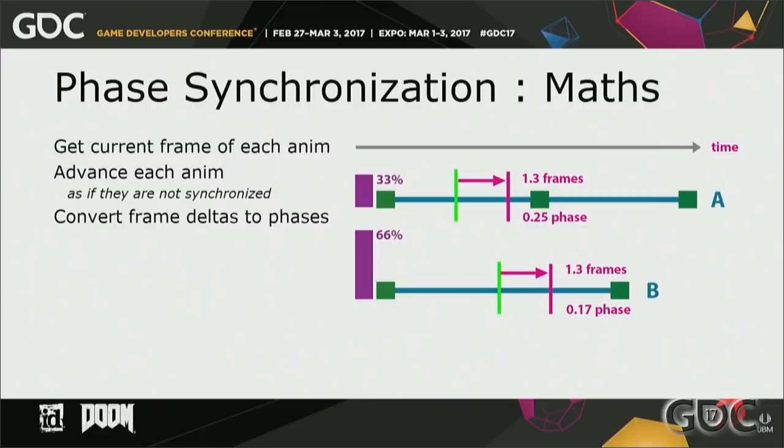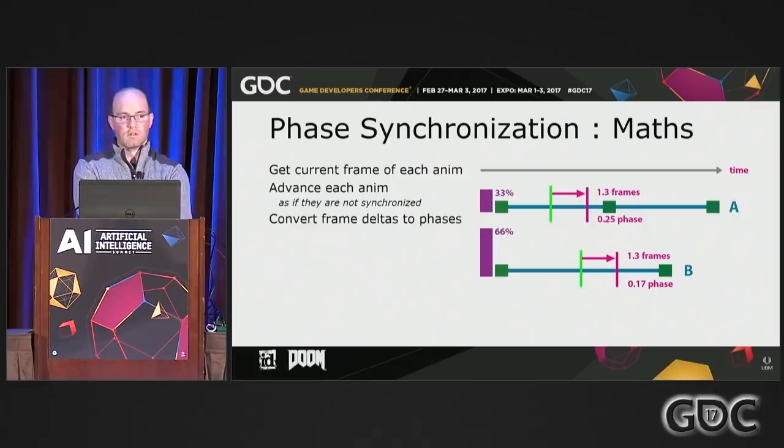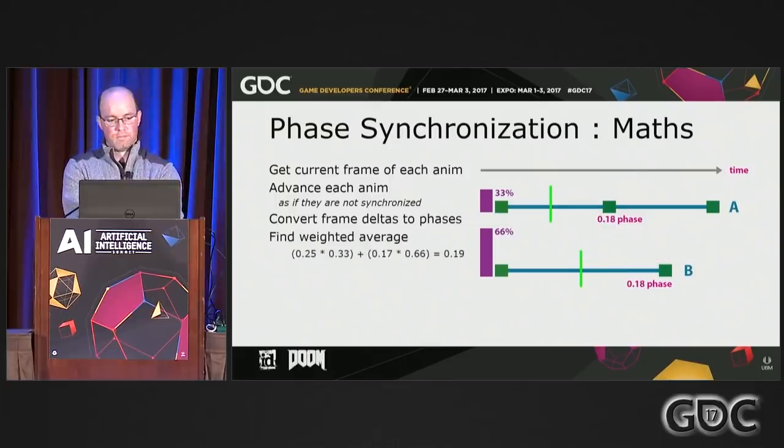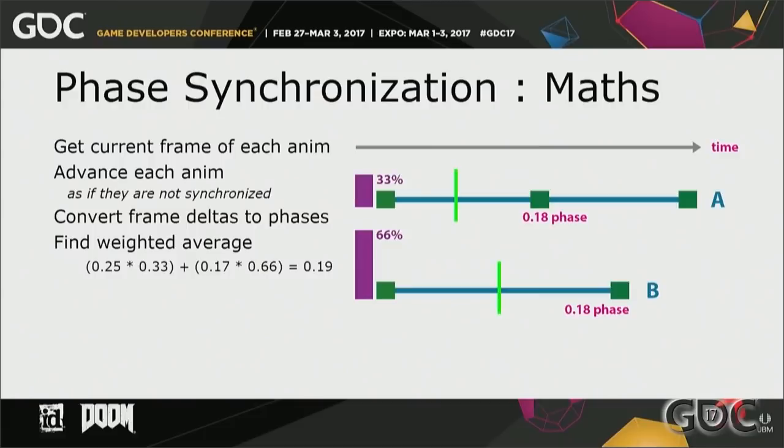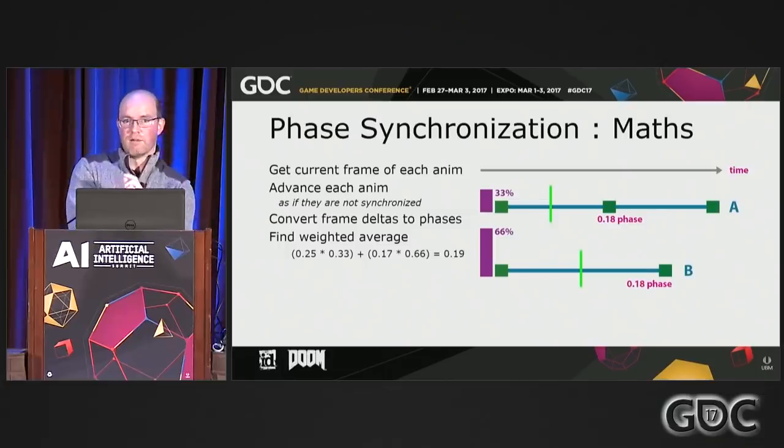Now note, since animation B is a longer span between footsteps, it's going to have a smaller fraction of the phase. Then we want to find the weighted average, weighted by blend contribution. I apologize that the number in the math does not match the number in the picture. The essential thing is that we're finding a single average phase amongst all the animations weighted by their blend values.